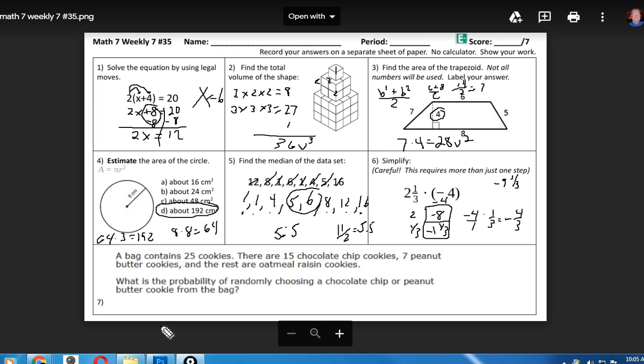A bag contains 25 cookies. There are 15 chocolate chip cookies, 7 peanut butter cookies, and the rest are oatmeal raisin. What is the probability of randomly choosing a chocolate chip or peanut butter cookie from the bag? Well, we need to add these up. We have 15 and 7, which is 22. Okay, and we had a total of 25 cookies.